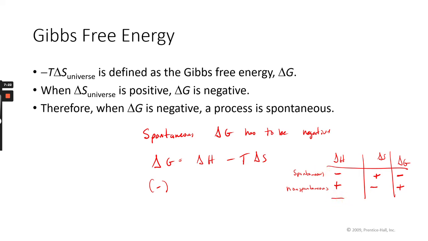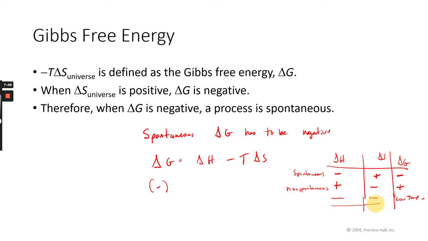What if they are both negative? Then we want delta G to be negative. If they're both negatives, this term is now a positive, and this term has to be smaller than delta H. So at low temps, delta G will be negative.